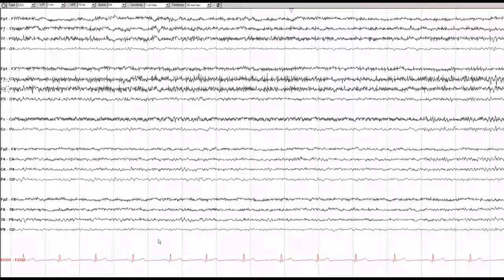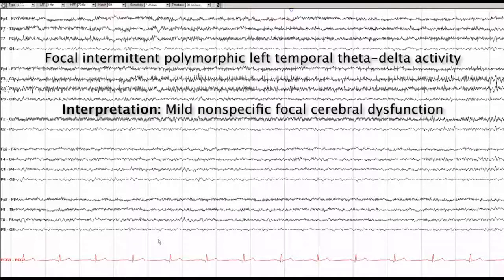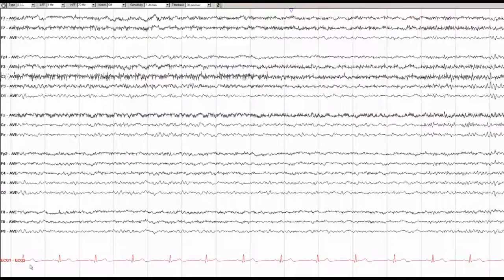Therefore, we can say that there is some focal slowing or some focal polymorphic, i.e. not rhythmic, theta and delta activity in the left temporal region not seen on the right. This is an indication of some mild focal cerebral dysfunction, but it is a very non-specific finding that can be seen in a lot of disorders.